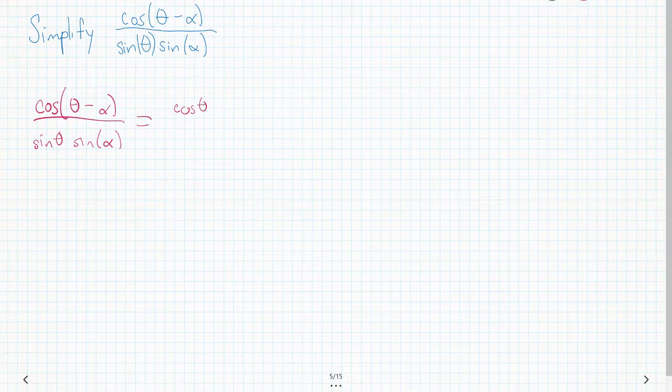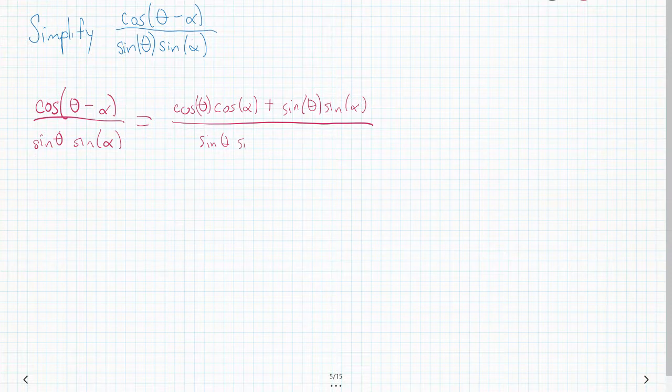So using the x minus y formula, replacing that with theta minus alpha, the top becomes this formula. You get cosine theta, cosine alpha, and then it goes minus sine of theta. Oh wait, no, not for this one. I'm sorry, the plus, because we got the minus on the inside. So it goes plus sine of theta, sine of alpha, and all of this is over sine of theta, sine of alpha.